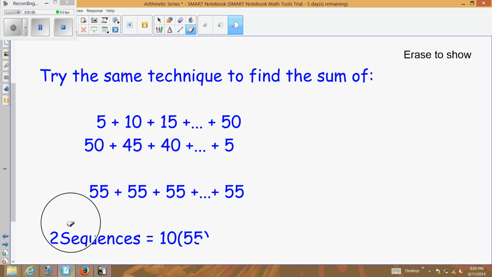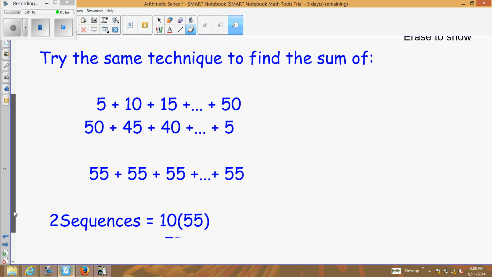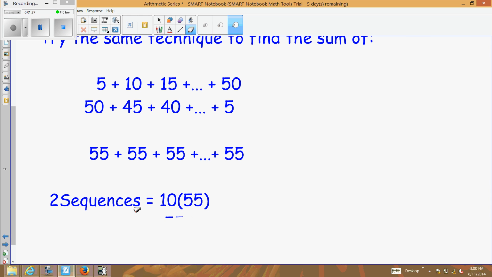And if you consider, you've got two sequences of 55, and there are 10 terms because you had to figure it out: 5, 10, 15, 20, 25, 30, 35, 40, 45, 50. There's 10 terms, and they all total up to be 55. You get the answer of 550.